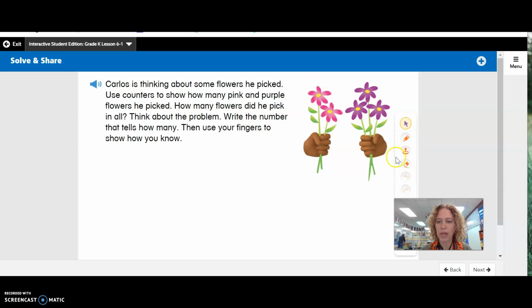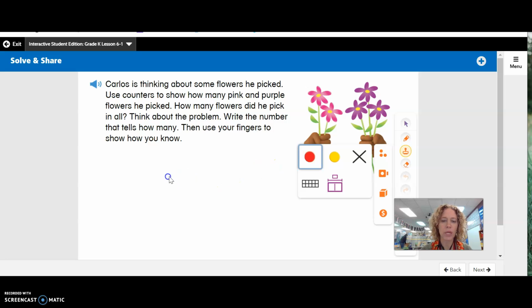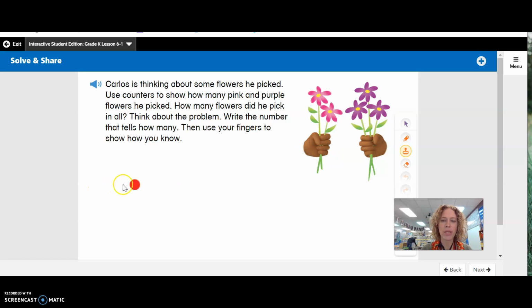He's got 2 pink flowers, so we're going to use red counters for the pink flowers. How many pink flowers? 1, 2. Okay, let's put 2 here. And then he's got some purple flowers. Let's use a different color. Let's use yellow. Let's count how many flowers. 1, 2, 3. Let's put 3.